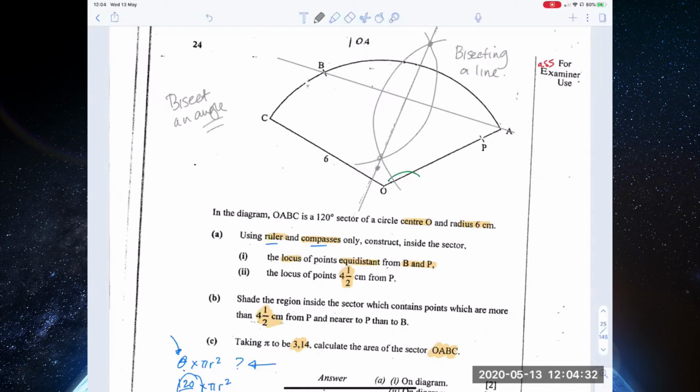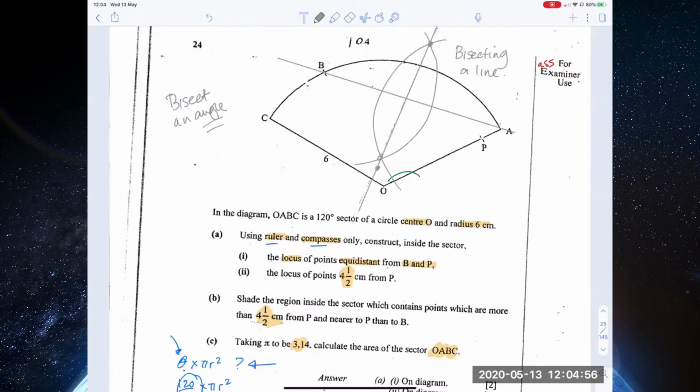So this is something you just have to practice on actual paper, or just watch a YouTube video which explains it, where someone is actually doing it. And then they say the locus of points 4.5 centimeters from P.